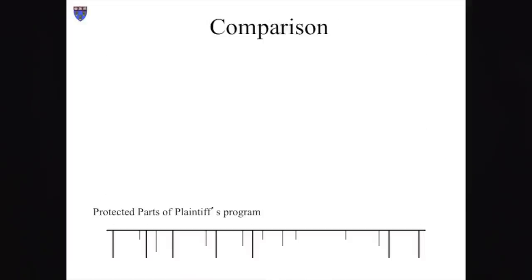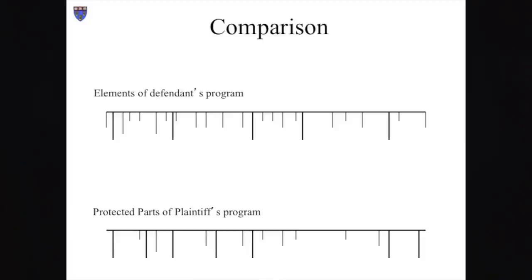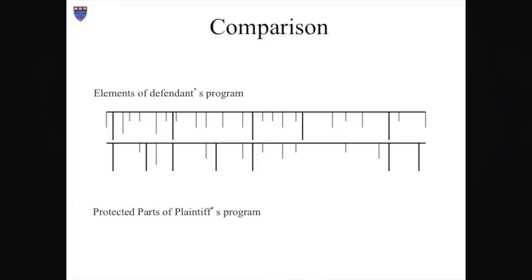The net result is an abridged pattern of features, like a comb missing many teeth. The third and last step in the Altai test is comparison. The features of the defendant's program are laid alongside the now filtered version of the plaintiff's program, and the two are compared. If and only if they appear substantially similar, is the defendant liable?